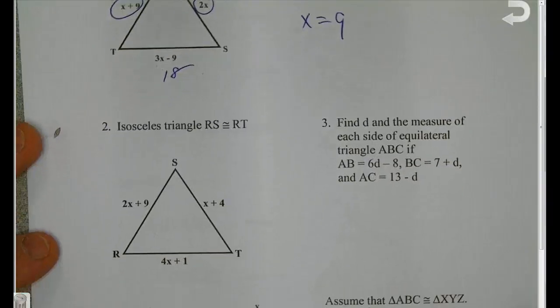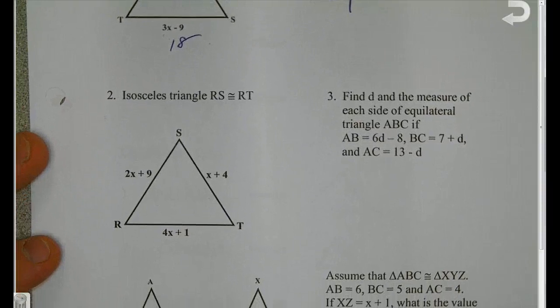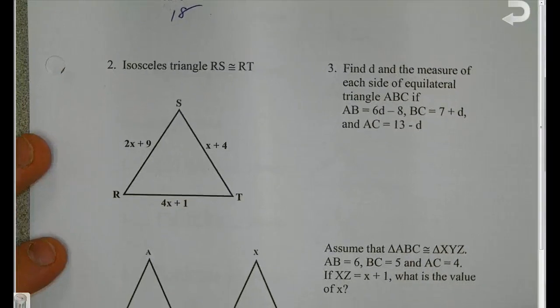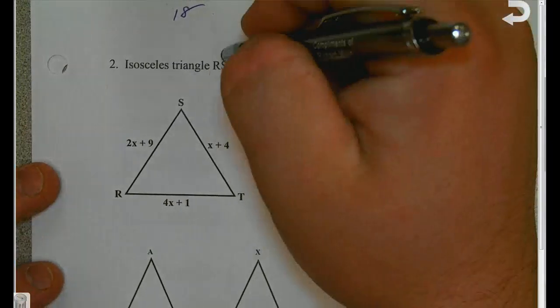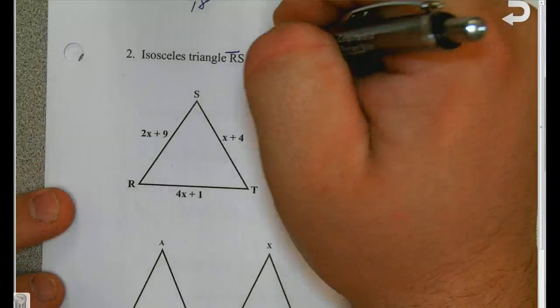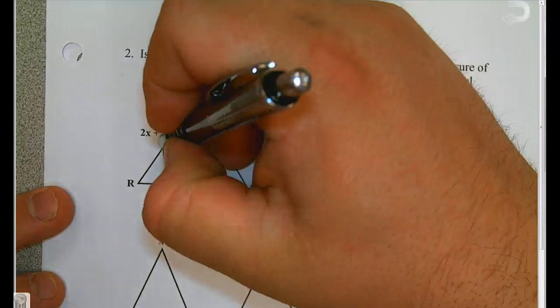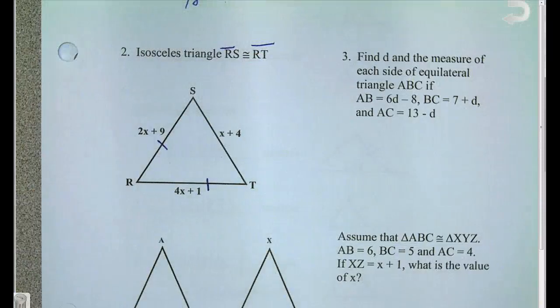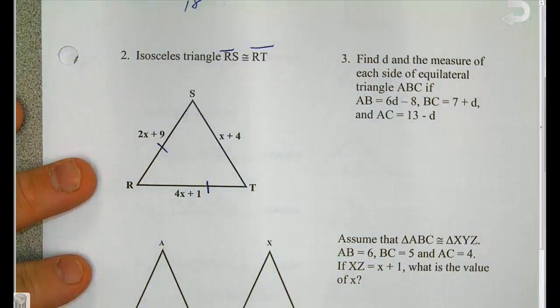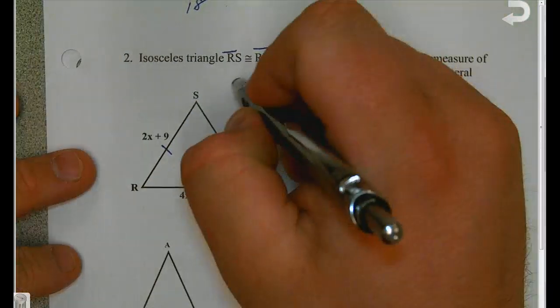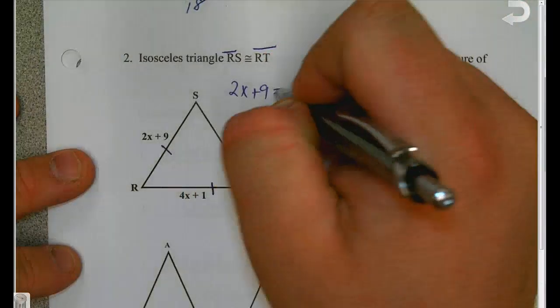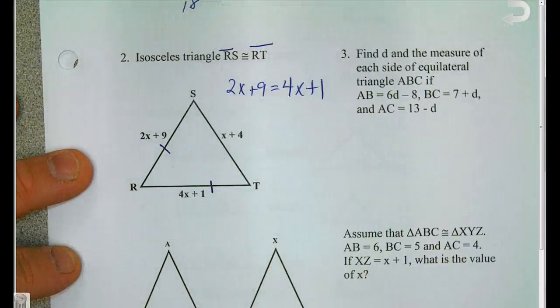An isosceles triangle works a little bit differently. It gives me the directions of RS is congruent to RT. So if RS is congruent to RT, then I have very specific rules I have to follow. I can only set 2x plus 9 equal to 4x plus 1.